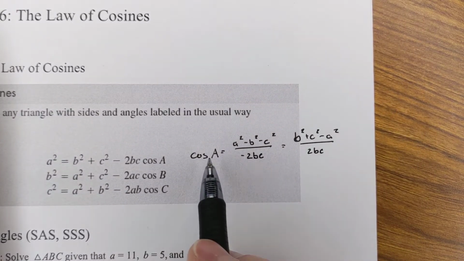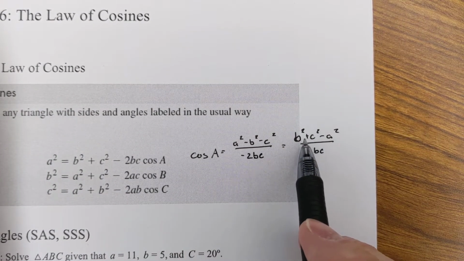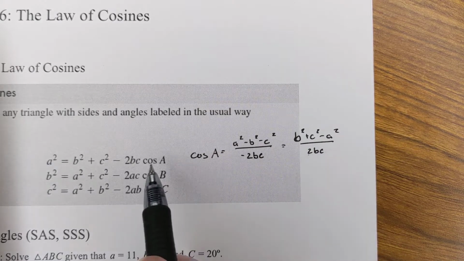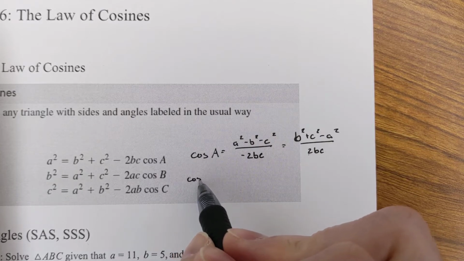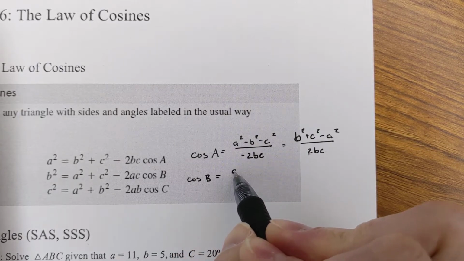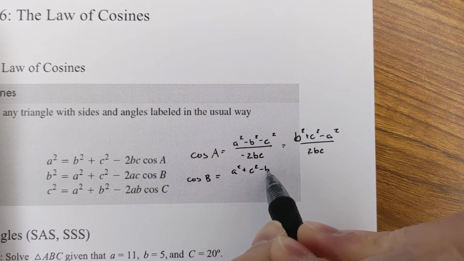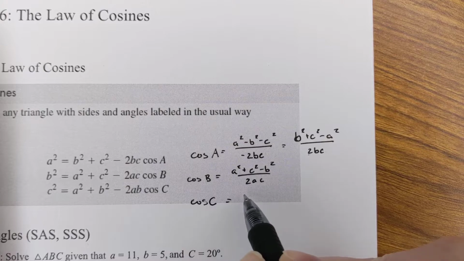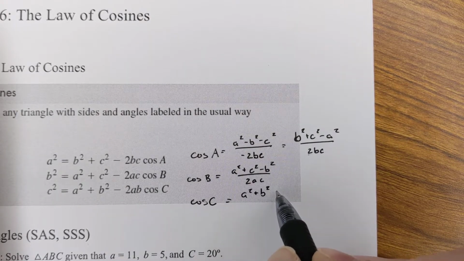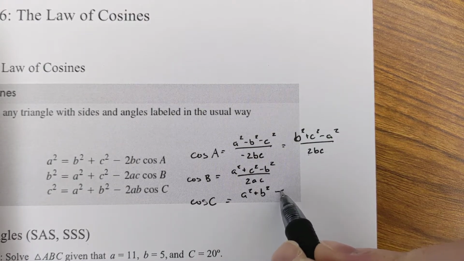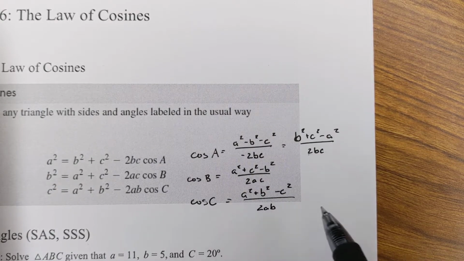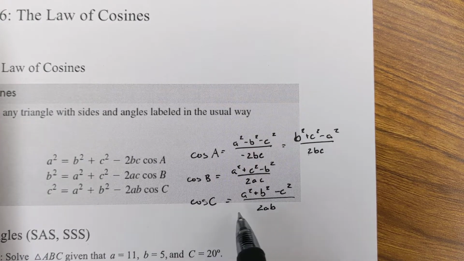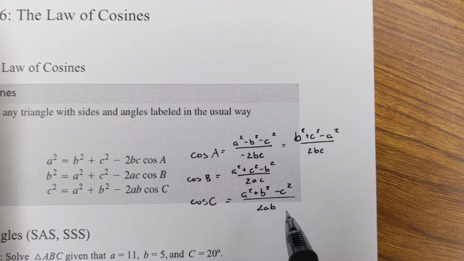So the cosine of any angle is equal to the sum of the squares of the other two sides minus the square of the one you're looking for, divided by 2bc. It's just a rearrangement of this. You do the same thing for the other ones. Cosine B, for example, would be a squared plus c squared minus b squared over 2ac. Cosine C would be a squared plus b squared minus c squared over 2ab. Notice that the one being subtracted at the end always matches the angle, and the 2 on the bottom are always the other two.